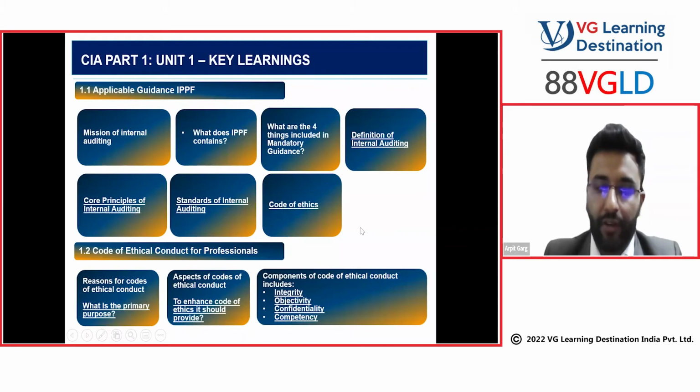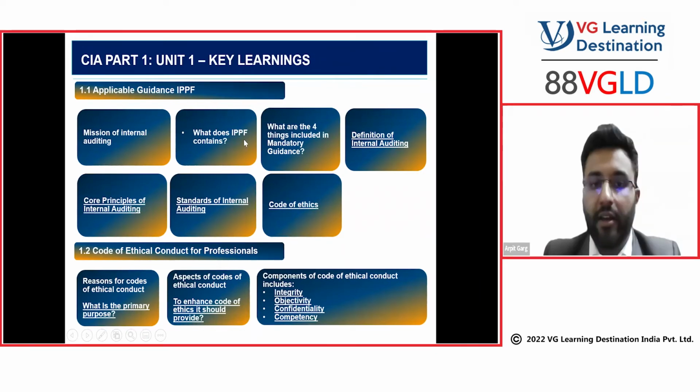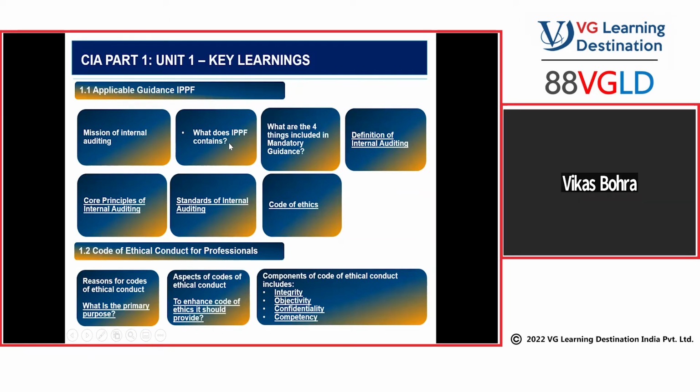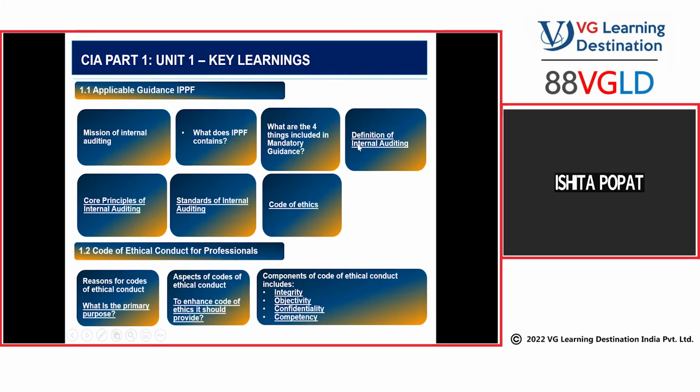Just a quick revision on what we've studied so far. Mission of internal auditing, the keyword is enhance and protect organization value, right? What does the IPPF contain? The IPPF has two things. What are the two things that it contains? Mandatory guidance. What is covered in mandatory? Mandatory has four things. What are those four things? Definition, core principles, and code of ethics.